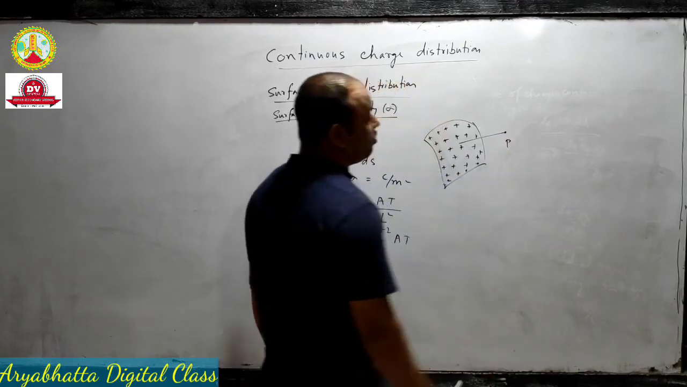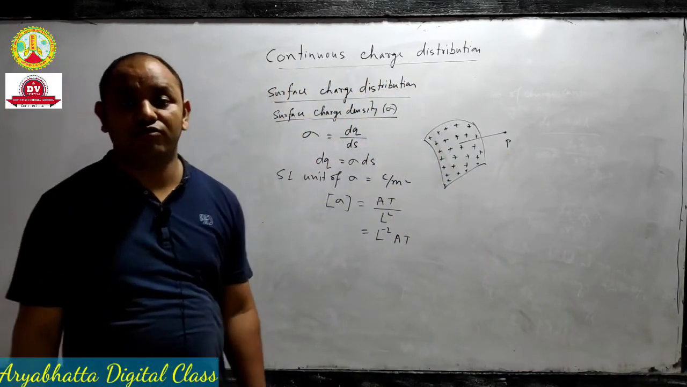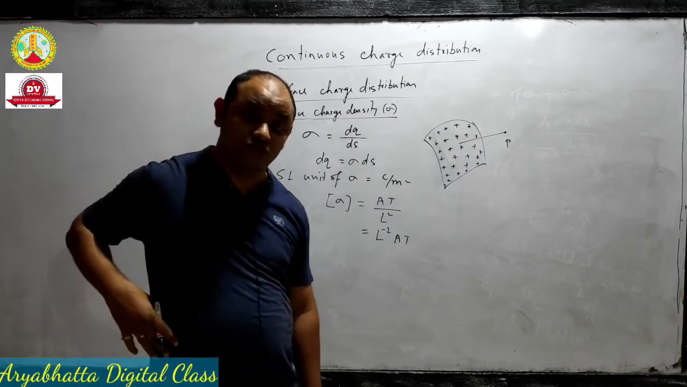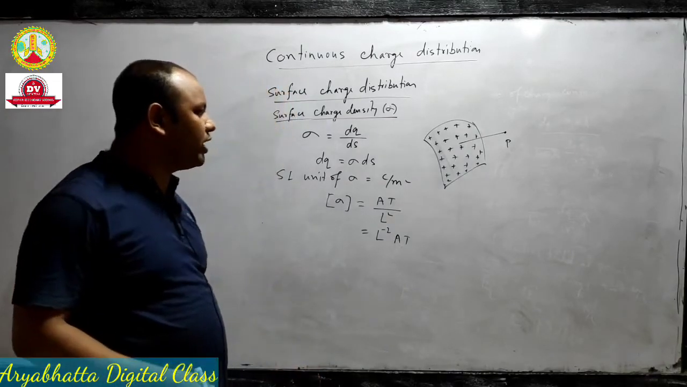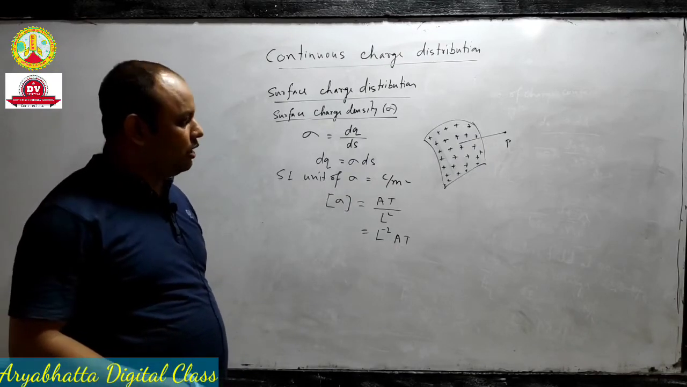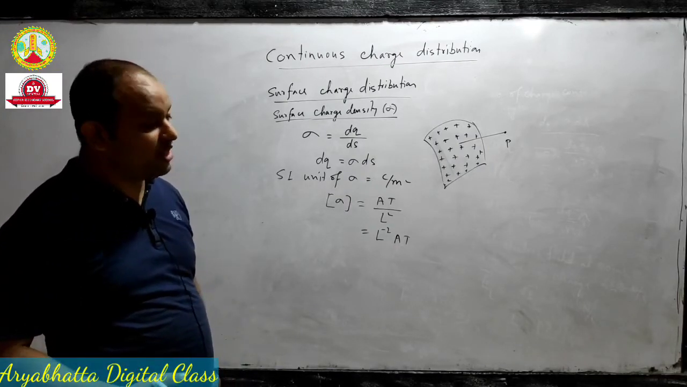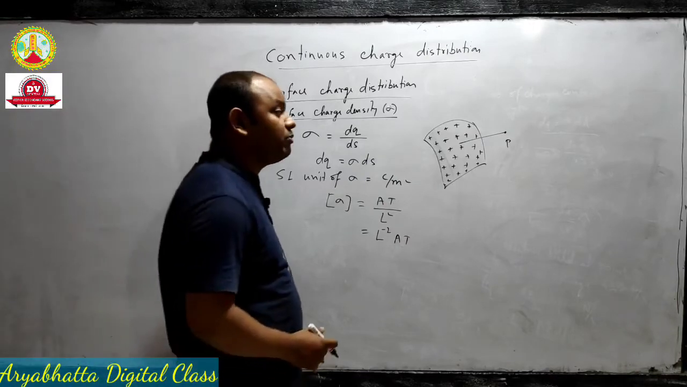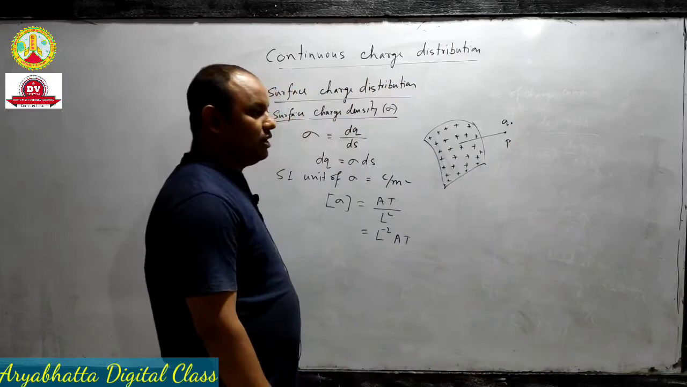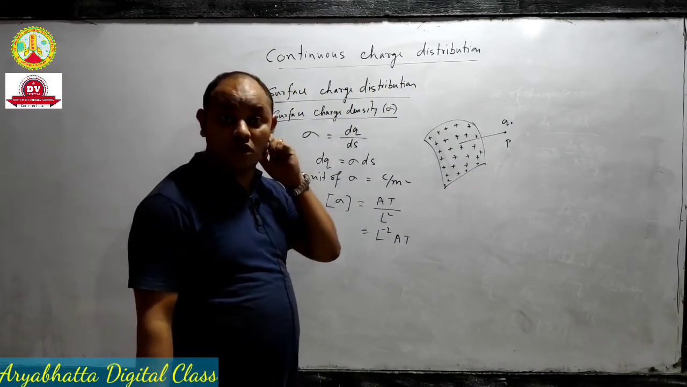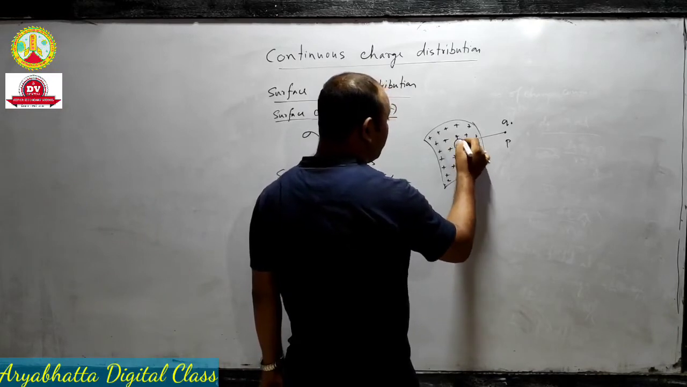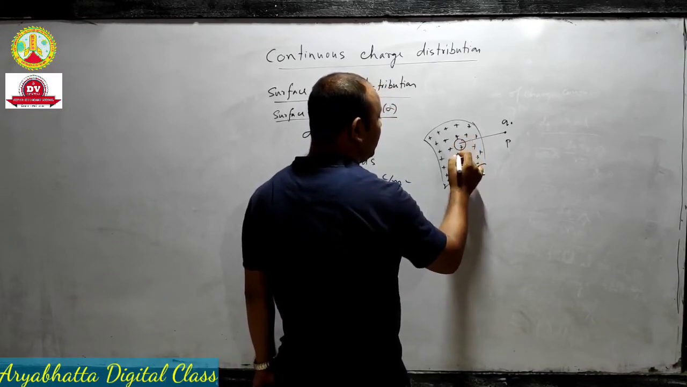P point पर हमको क्या निकालना है? Electric field जो निकालना है. Okay, due to this surface charge distribution, we are going to calculate electric field at point P. For this, यहाँ पर P point पर electric field निकालना है, इसलिए हम क्या करेंगे? At point P, we have taken a test charge q naught. Okay, and we also consider a small area element. This is a small area element dS.